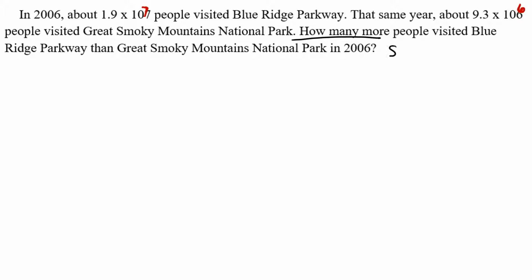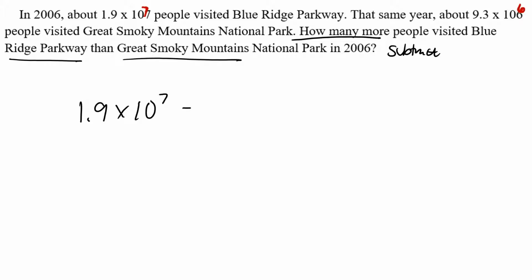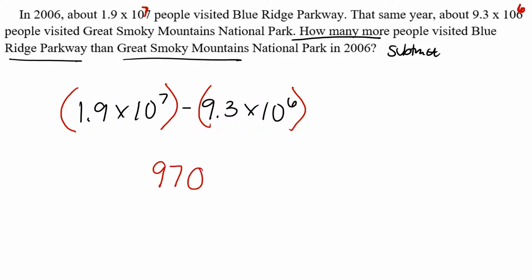So again, that question, how many more, means to subtract. And we subtract in order. So the Blue Ridge Parkway goes first, which is the 1.9 times 10 to the 7th. And then the Great Smoky Mountains goes second, which is 9.3 times 10 to the 6th. Both of these problems are in scientific notation, so we do have to use parentheses when we type it in the calculator. So type it in as 1.9 times 10 to the 7th power. And then the second part, do the minus, the parentheses, 9.3 times 10 raised to the 6th power. And we get the answer of 97 followed by 5 zeros.